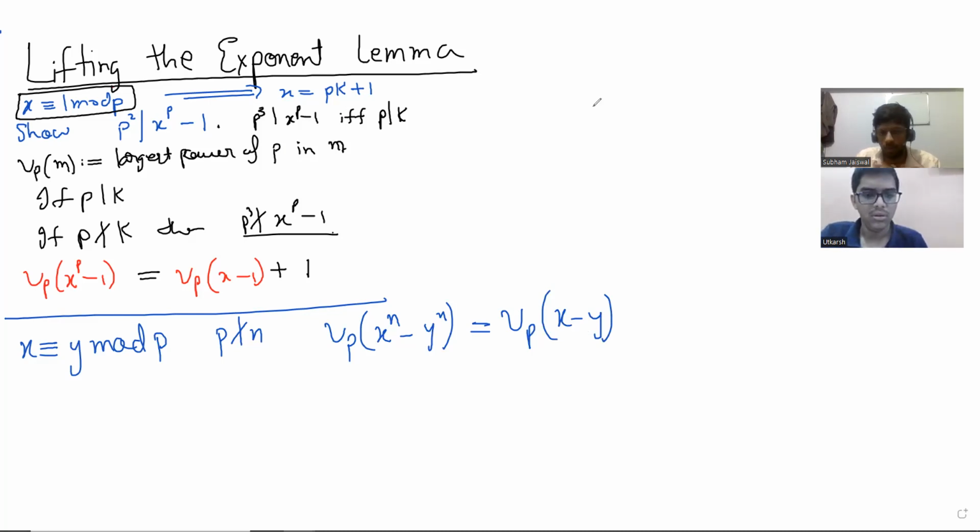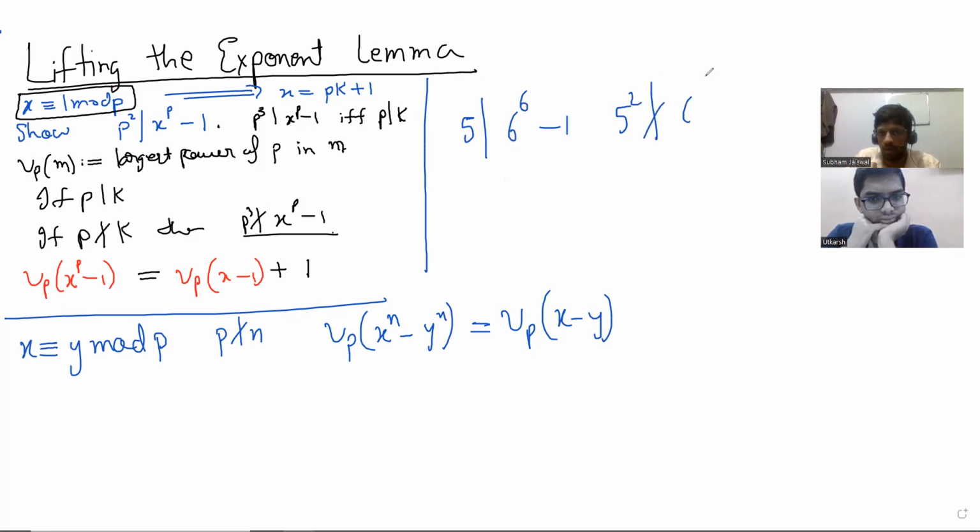But before you start to think about this, I just want to say that we have already seen this kind of pattern. We saw that 5 was dividing 6 to the power 6 minus 1, but 5 squared was not dividing it. It all had to do with the power of p that divides 6 minus 1. That is what is happening here.